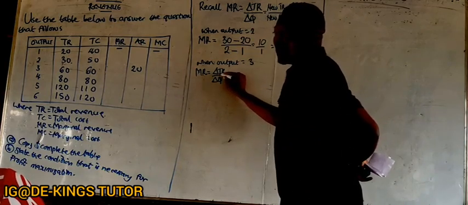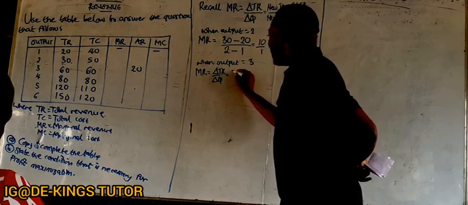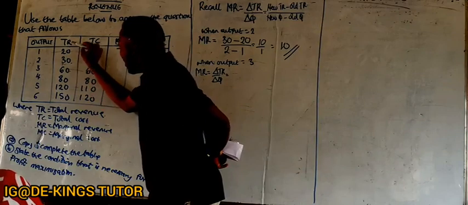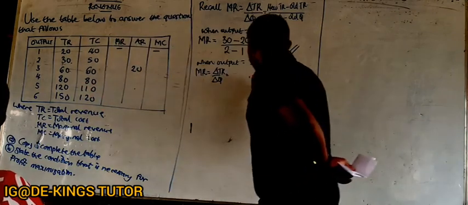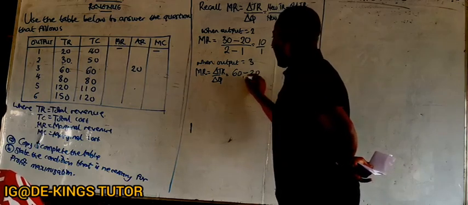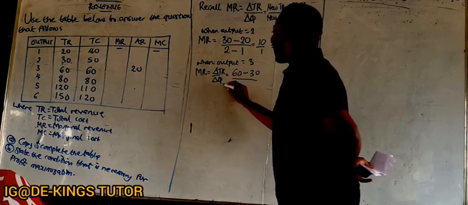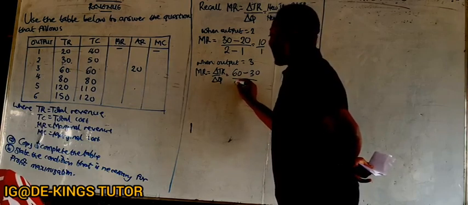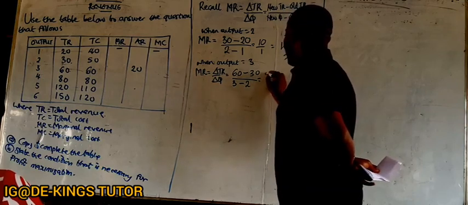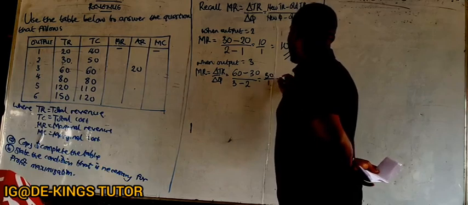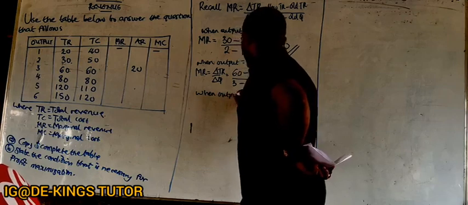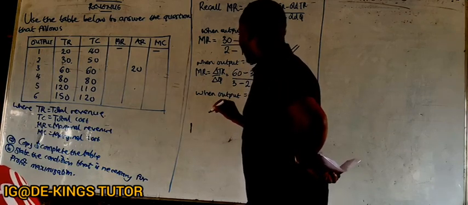So when output is 3, what is my new total revenue? 60, the current one, because this total revenue column is 60. So I have 60 minus the old, which is 30. What is the new quantity? 3 minus 2. 60 minus 30 is 30. So 30 divided by 3 minus 2, which is 30 divided by 1, which is 30.